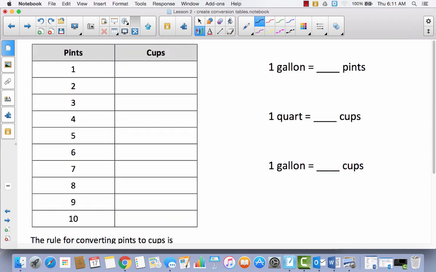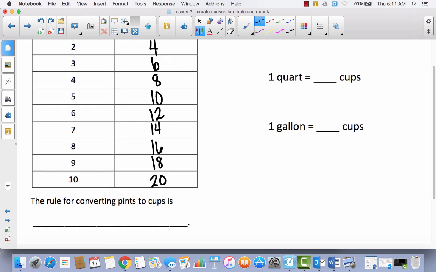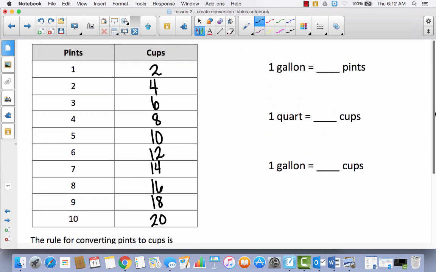Okay, now let's talk about cups and pints. Well, there are 2 cups in every pint. So this is going to look very similar to your quarts and pints. So if we have 2 pints, we have 4 cups, 6, 8, 10, and we'll just go ahead and fill in the rest of this together. So the rule from converting from pints to cups is, again, multiply by 2.